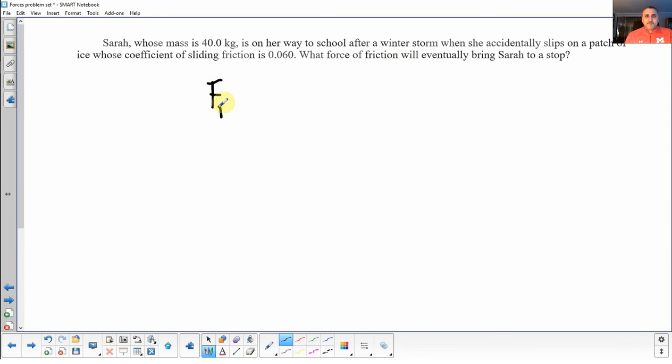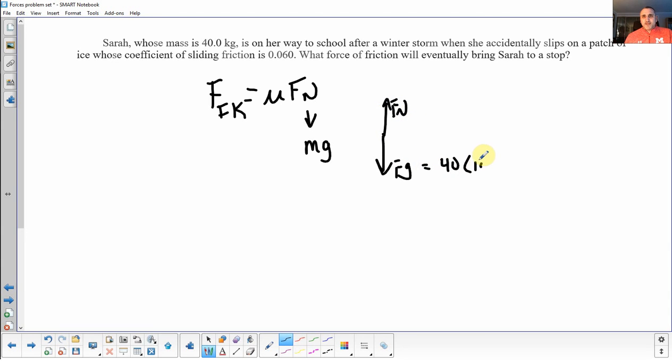So we're looking for Ff, and we're dealing with sliding friction, so it's Ffk, kinetic friction. If we remember, that equals mu times the normal force. We are told that she has a mass of 40, so the normal force is essentially mg, because you've got Fg going down and Fn going up. The Fg going down is 40 times 10, negative, and the normal force going up will equal 400. So if it's 400 newtons going down, it'll be 400 newtons going up. So now we know our normal force. So Ff equals mu times Fn. But again, we know our normal force because we just figured it out.